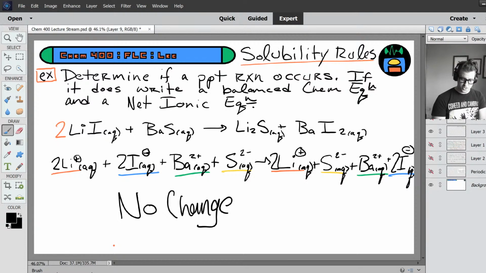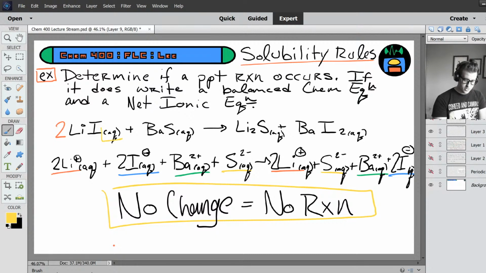There is no change, which means there is no reaction. And this will happen every time you have 100% aqueous ionic compounds on the reactant side and 100% aqueous ionic compounds on the product side. Now, I'm not going to go into that full breakdown on every problem in the future, but this is why. When everything is aqueous and ionic, and you write the total ionic equation, both sides look identical, which means no change has occurred, which means no reaction has occurred.